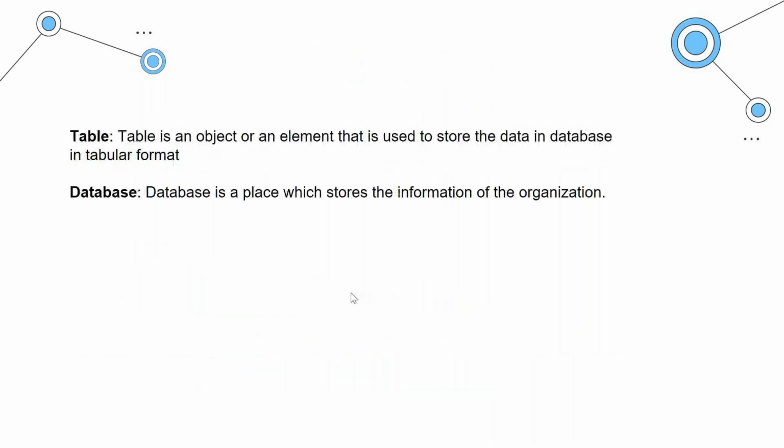See, a table is nothing but an object in the database which is used to store the data in a tabular format. That's the reason it's called a table. Then the database is a place which is used to store a large amount of data of our organization. It's like a storage device too, but on a much larger scale. That is nothing but your database. So we've covered up to there in the last class.